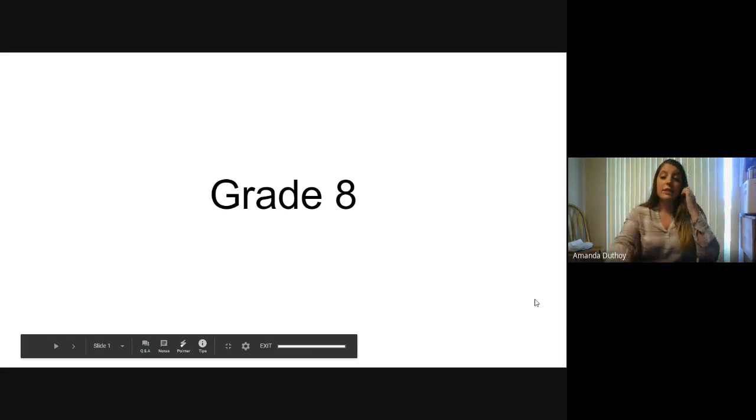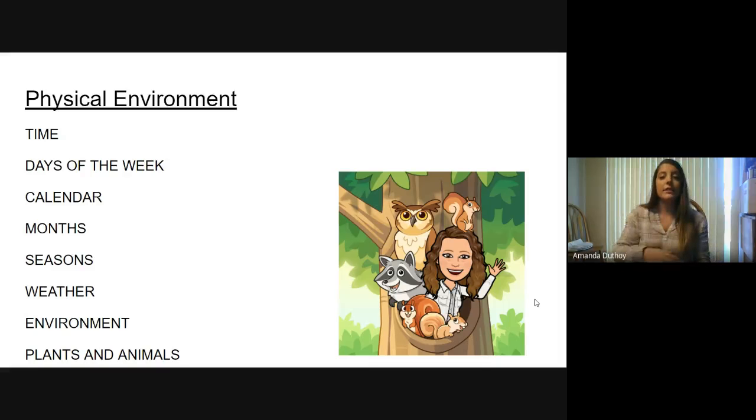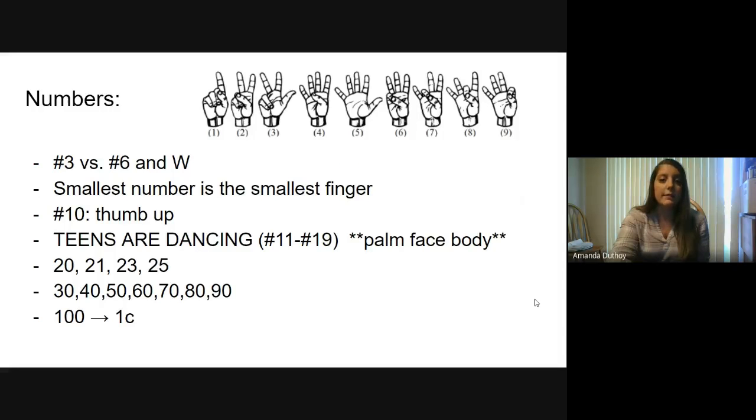All right, we are officially starting the physical environment unit. We'll begin with time, then go to days of the week, months, years, weeks, calendar, seasons, weather, things in your environment like trees, roads, etc., and animals. So we are going to start with time today.